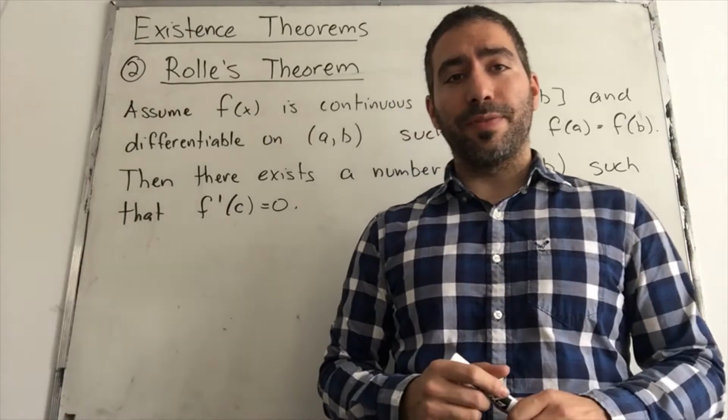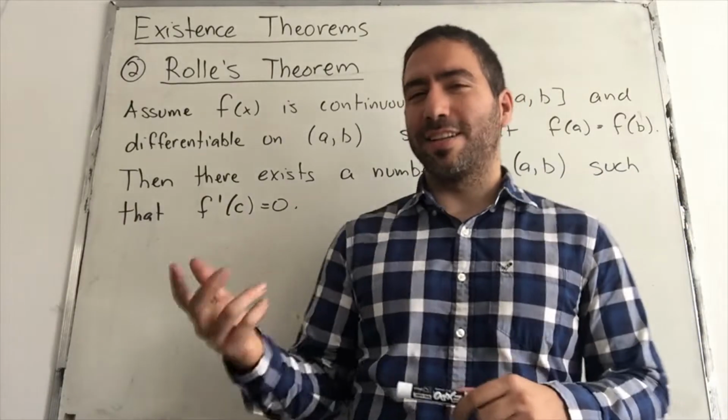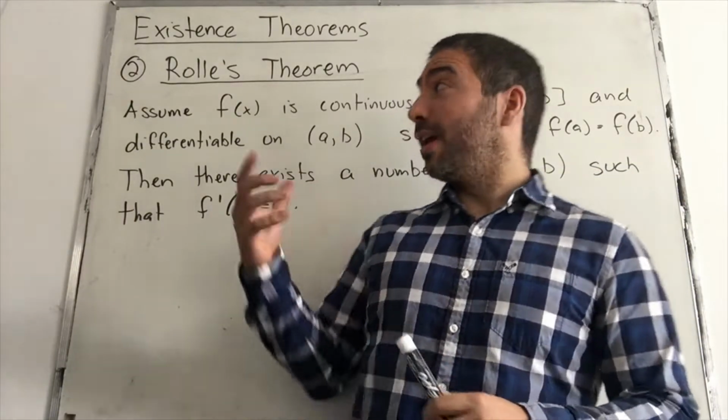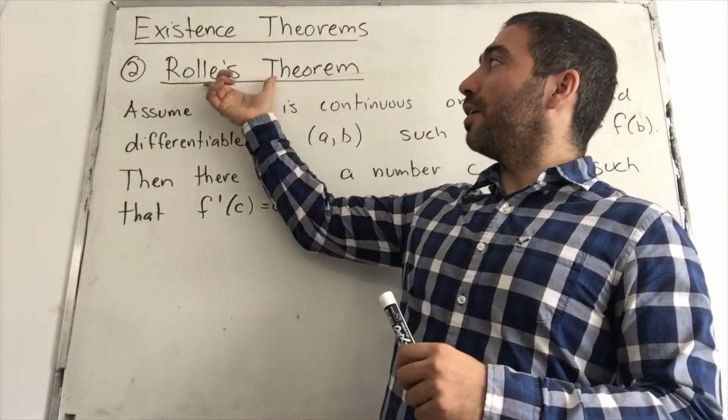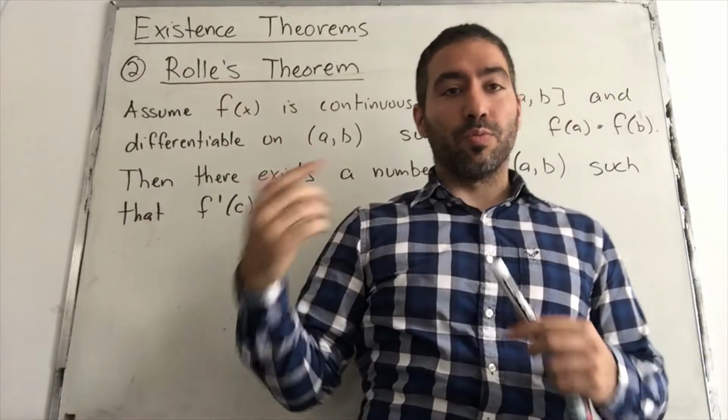So we saw in the previous video the intermediate value theorem, IVT, that was our first existence theorem. Well, technically our second if you count the extreme value theorem. Now we're looking at, in this sequence of videos, our second existence theorem, which is Rolle's theorem.